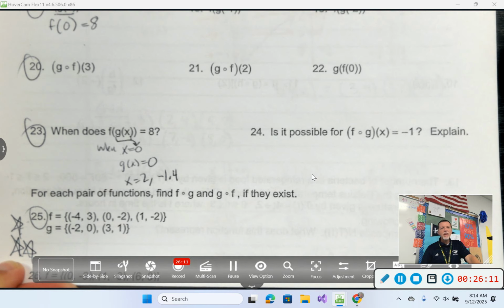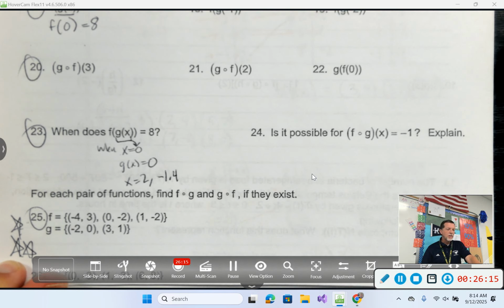24 is kind of the same thing, and then 25 is another one of those ordered pairs where it's probably best to write out f and then g.